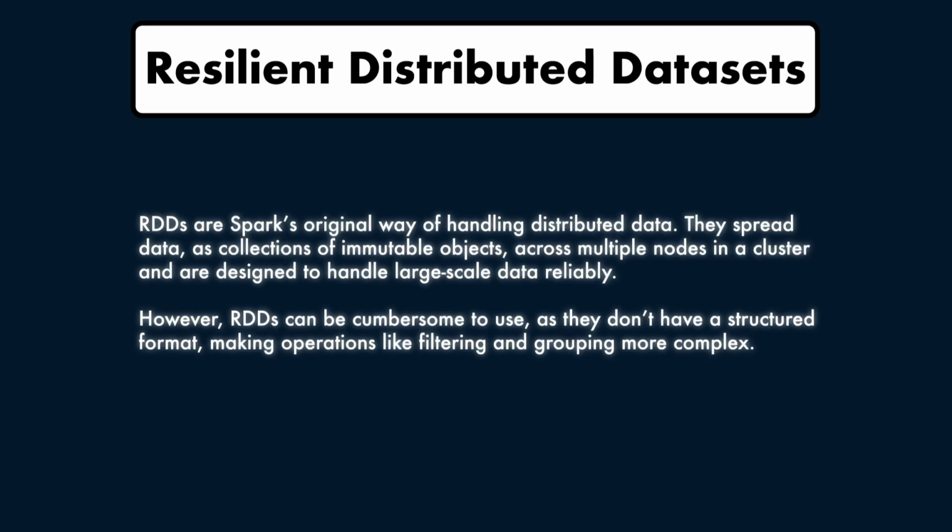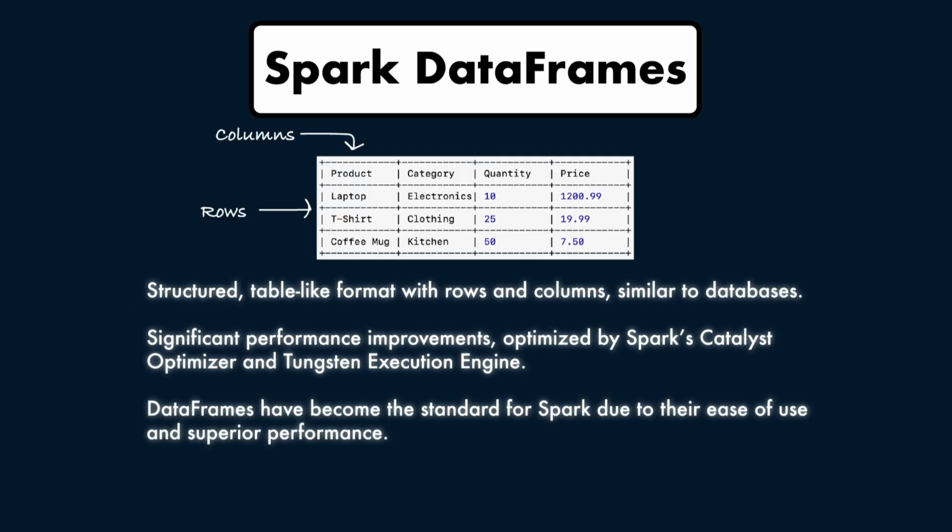However, RDDs can be cumbersome to use, as they don't have a structured format, making operations like filtering and grouping much more complex. Data frames, on the other hand, provide a structured, table-like format with rows and columns, similar to tables in a relational database. They're built on top of RDDs, but offer significant performance improvements, optimized by Spark's Catalyst Optimizer and Tungsten execution engine. They allow for efficient, high-performance transformations with simple methods.